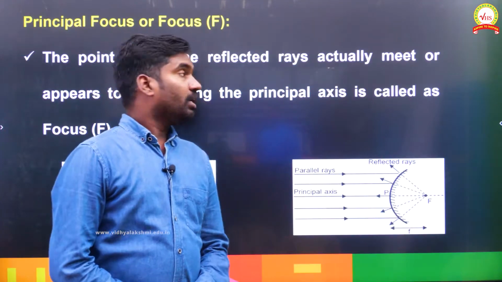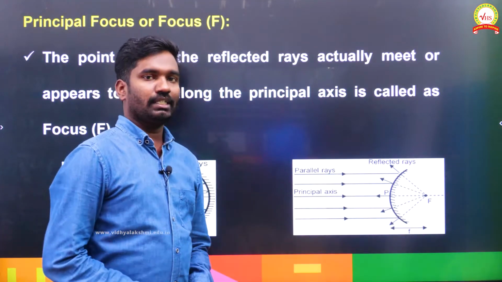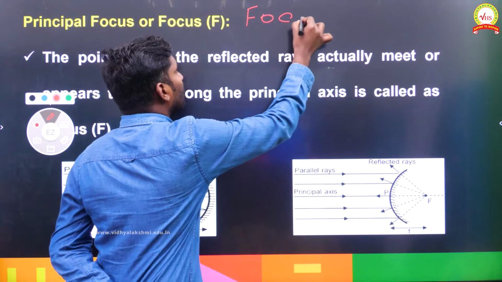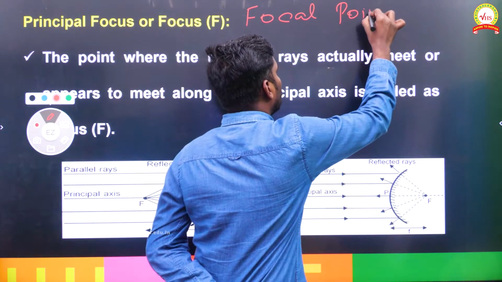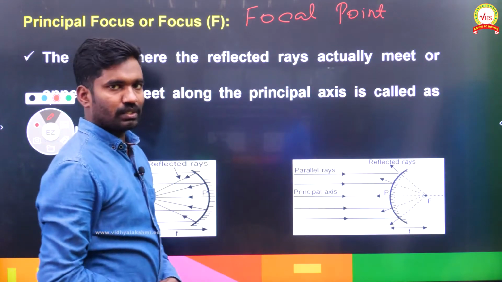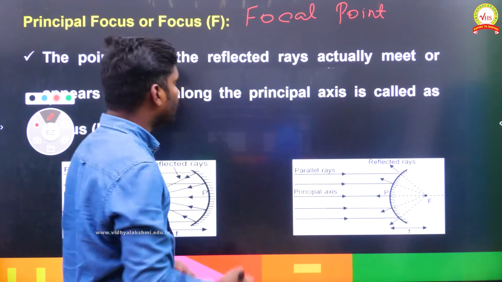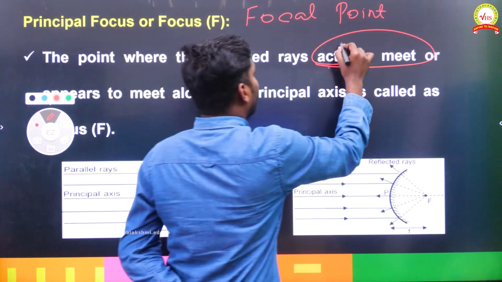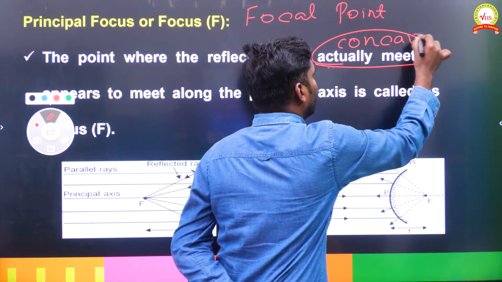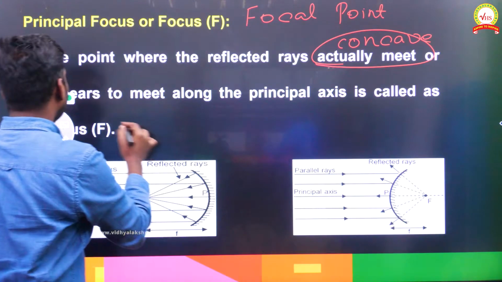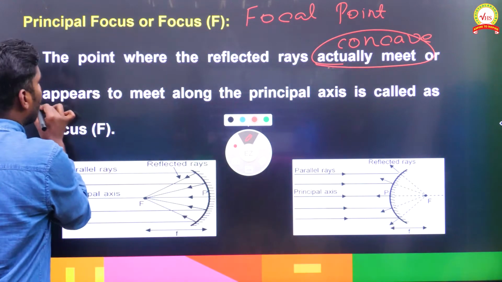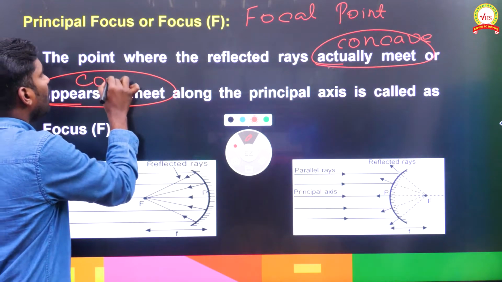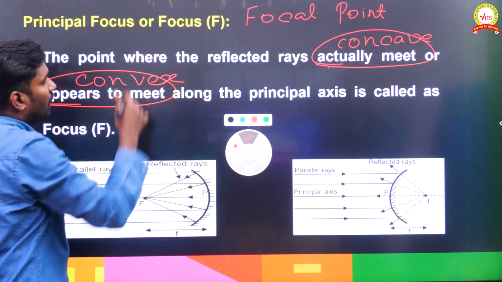The next term I am having is the principal focus, or I will be calling it the focus. Sometimes they also call this a focal point. So what is the meaning of the word focus? It is the point where the reflected rays either actually meet, which happens in case of a concave, or else appear to meet, which happens in case of a convex. That is called the focus.